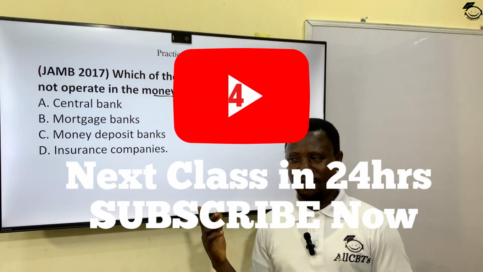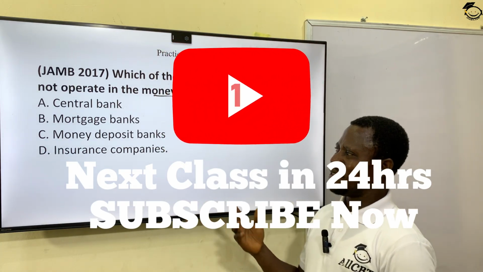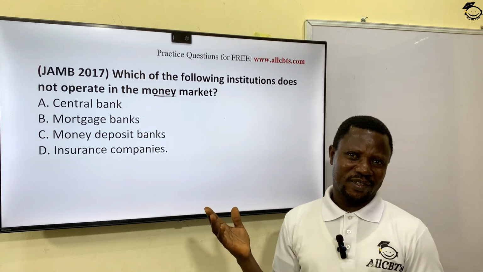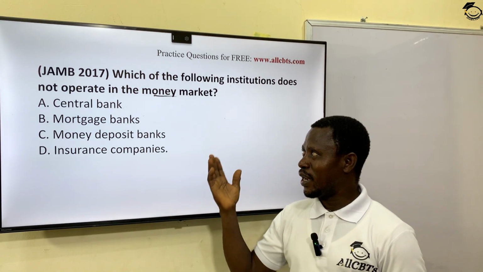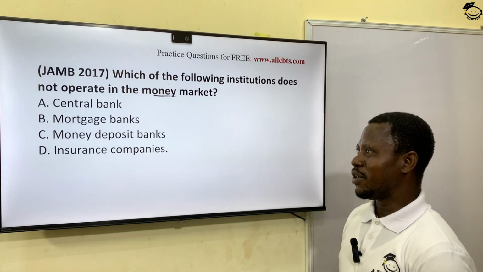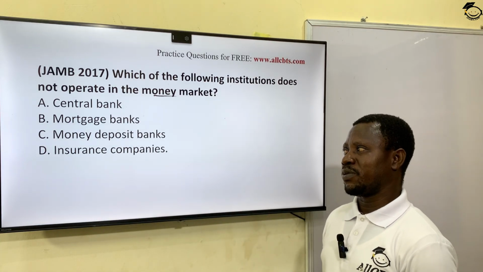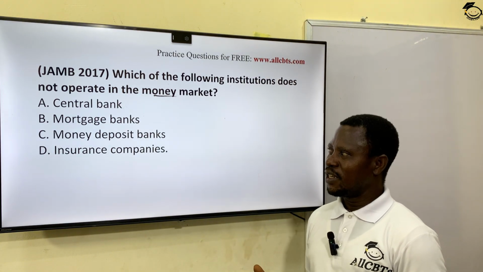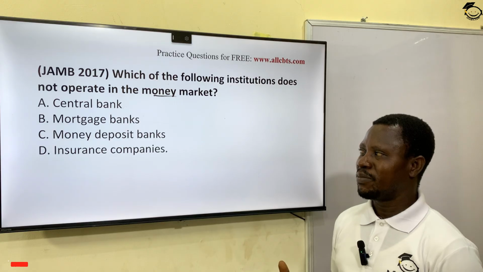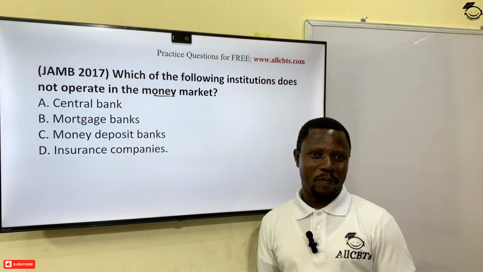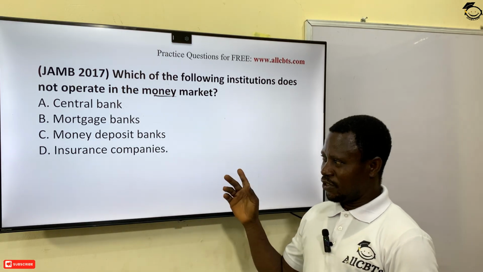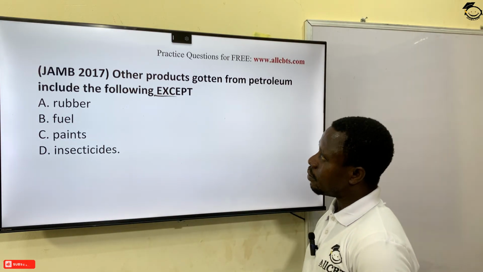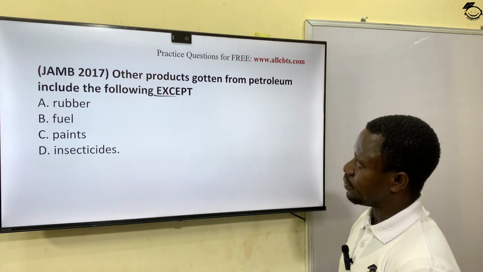Money market is short term, okay? But an insurance company has little or nothing to do with this in this particular discussion, you understand? But for the purpose of this question, we can just pick option D, all right? But in a real discussion of money market, mortgage bank is not part. And for this question, the answer is option D, all right? Now, let's go to the next question.